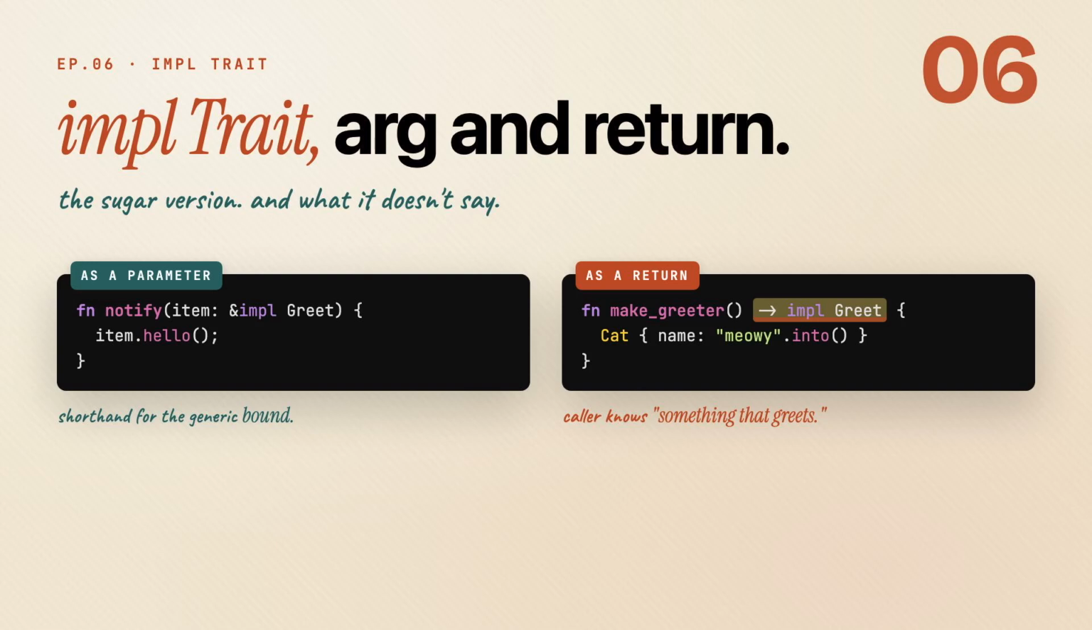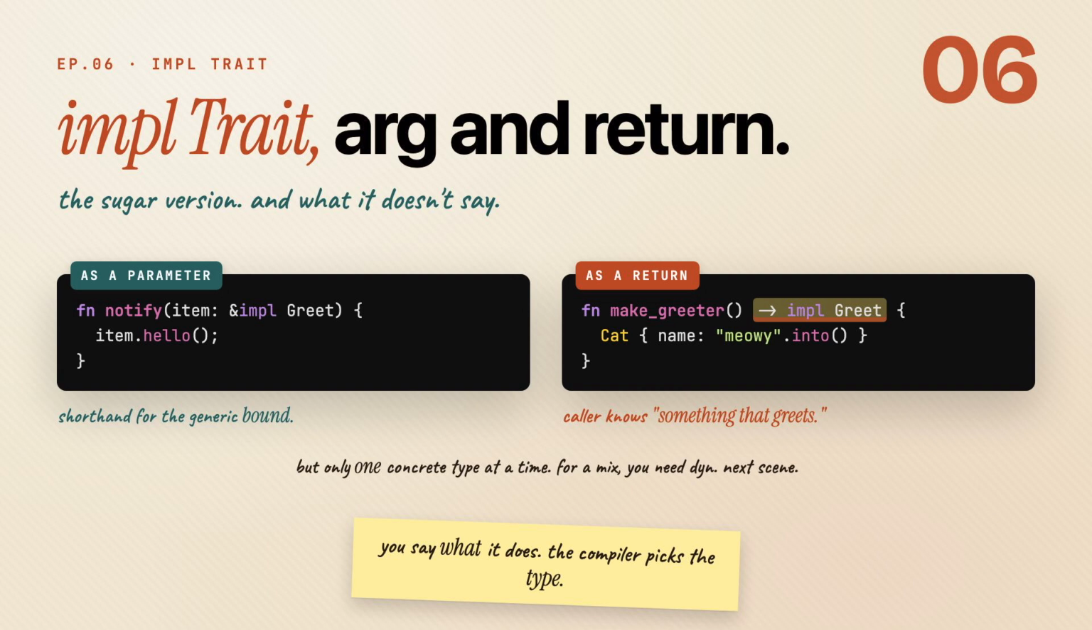Make greeter hands back some impl Greet. The caller knows it greets. The compiler quietly picks one concrete type behind it. But only one type at a time. For a mix, you need dyn, and you say that the compiler picks up the type.